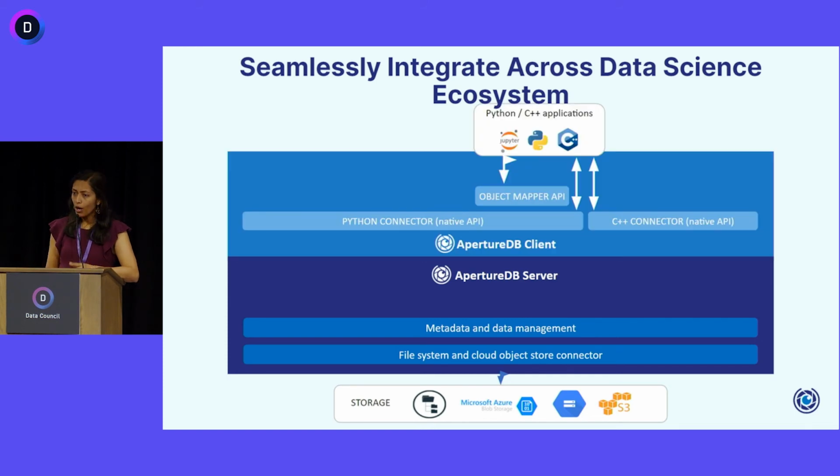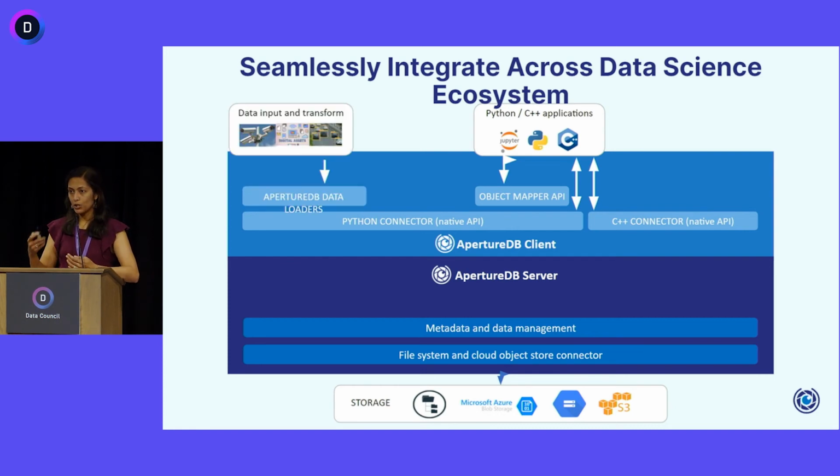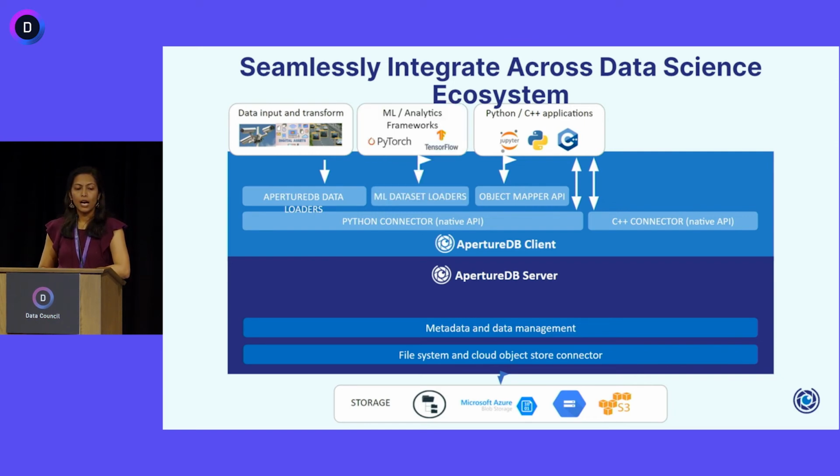Now, it's important to manage the data and metadata, but it's also important to seamlessly integrate in the data science tooling ecosystem so that it becomes easier for data scientists to adopt. To enable that, ApertureDB can store and access data from cloud storage, or it can manage the data itself. We also provide client libraries for C++ and Python application development. And there's a good bunch of tooling around.